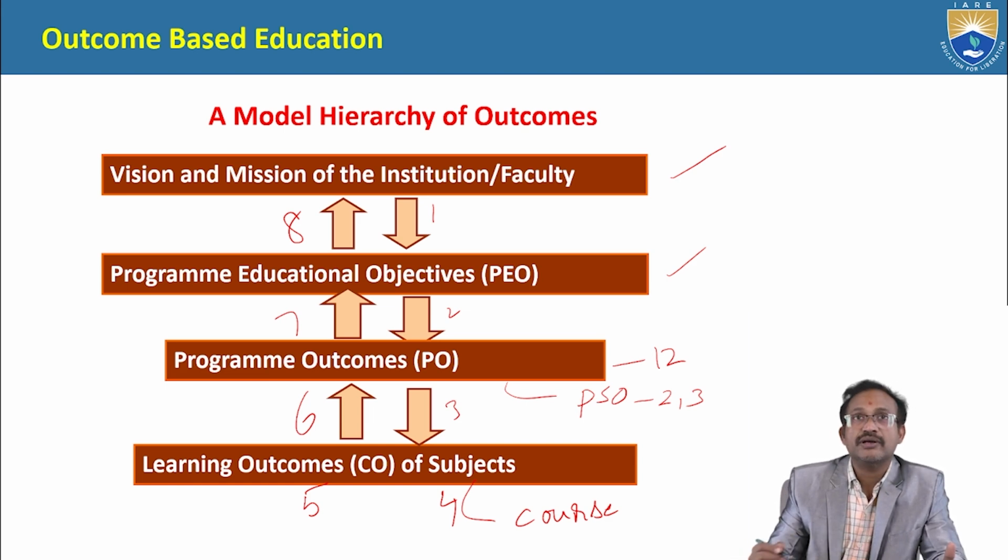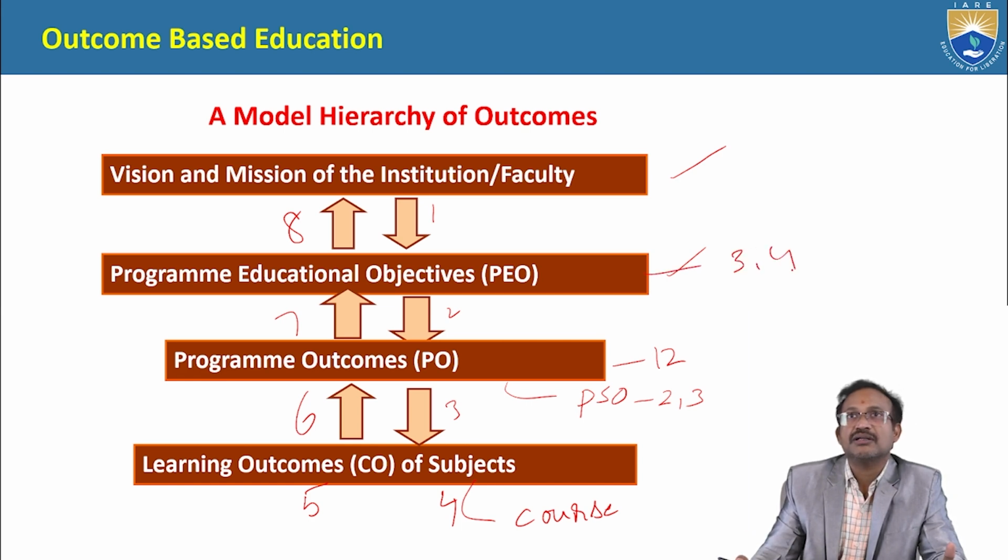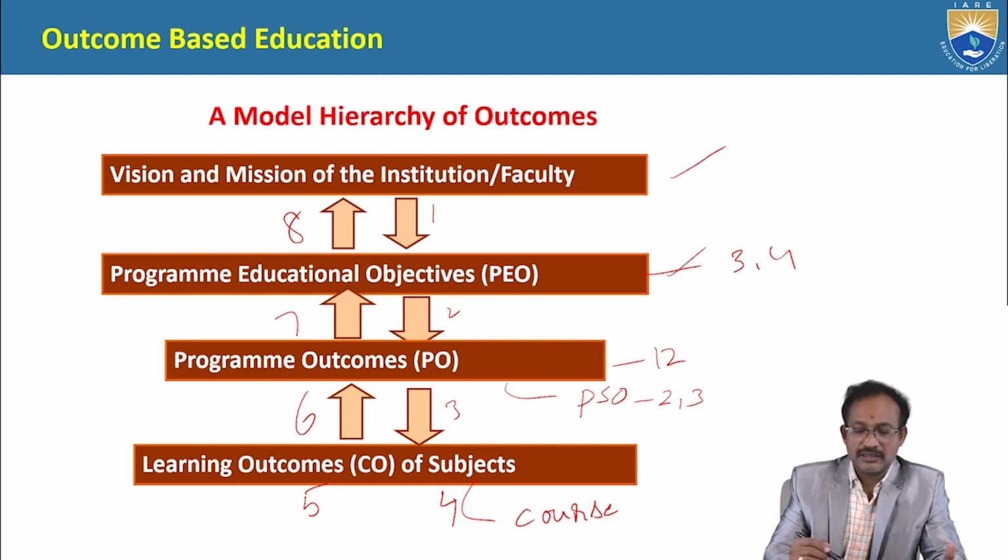We have to have some 3 to 4 program educational objectives from the vision and mission of the institute. We will discuss program educational objectives, program outcomes, and course outcomes in detail.